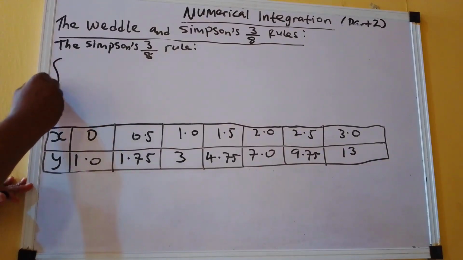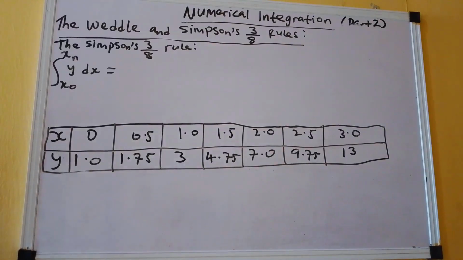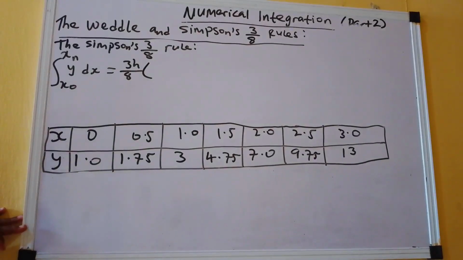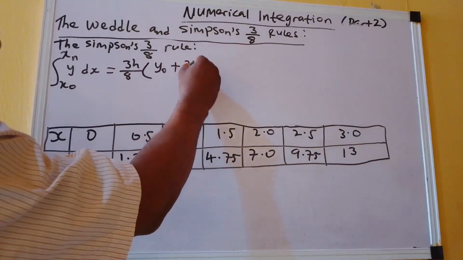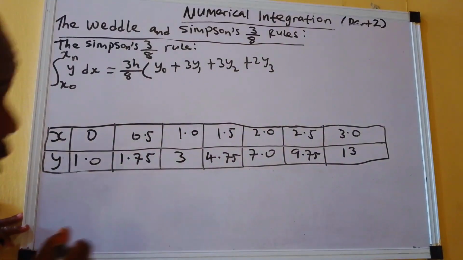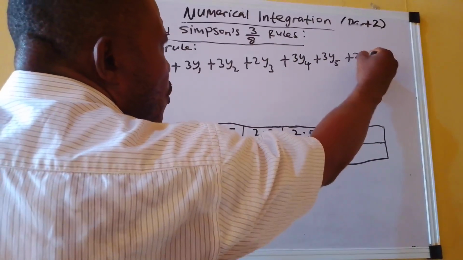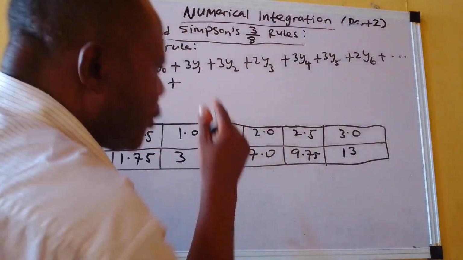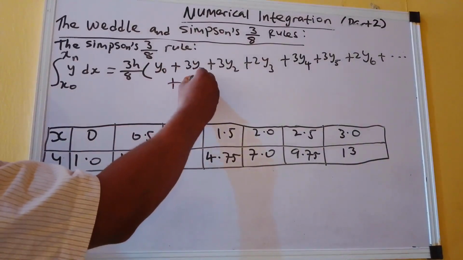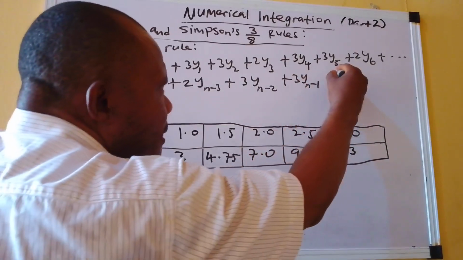So please, the rule is given as this: the integral from x naught to xn of y dx. So y, of course, is a function of x. So this will be equal to 3h/8 into, please watch how I write the formula, y naught plus 3y1 plus 3y2 plus 2y3 plus 3y4 plus 3y5 plus 2y6 plus, let me continue here, plus, now you have 2y(n minus 3) plus 3y(n minus 2) plus 3y(n minus 1) plus yn.